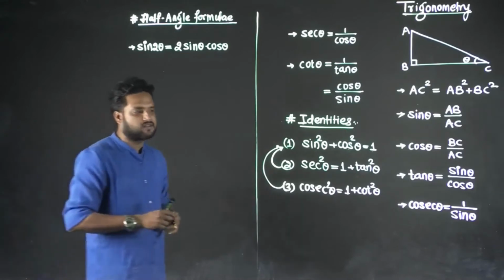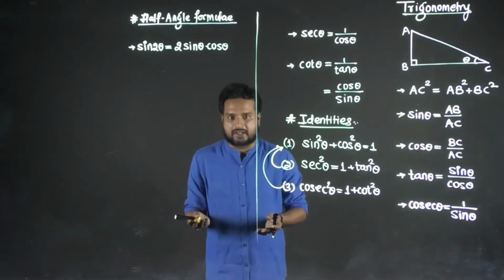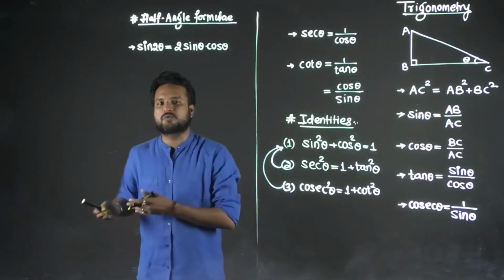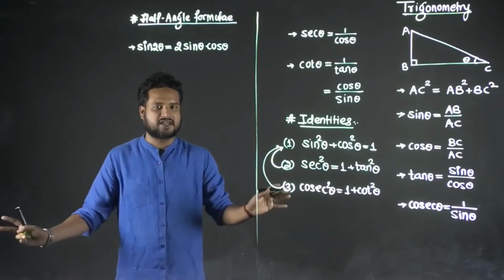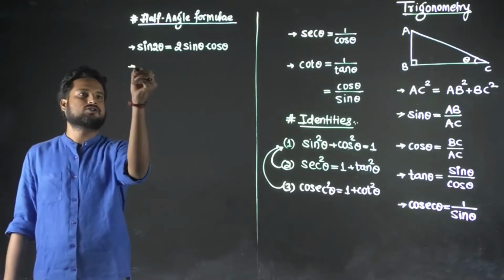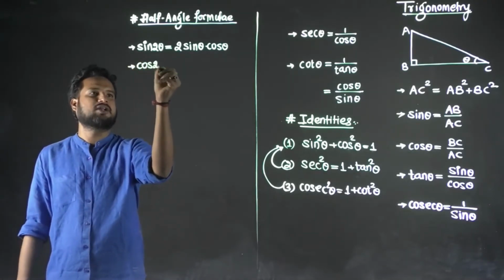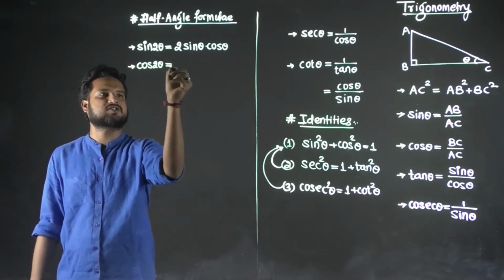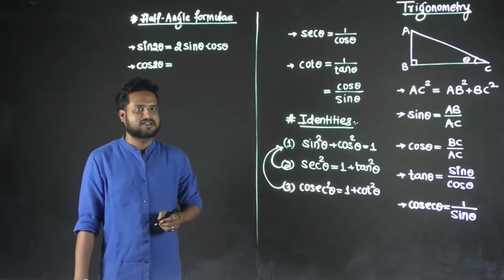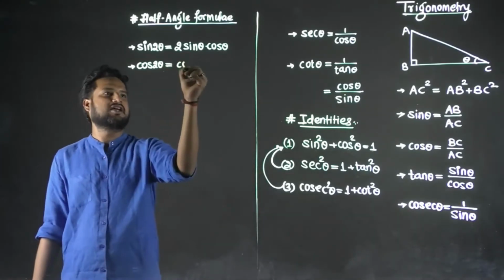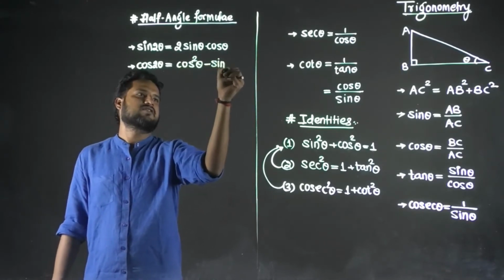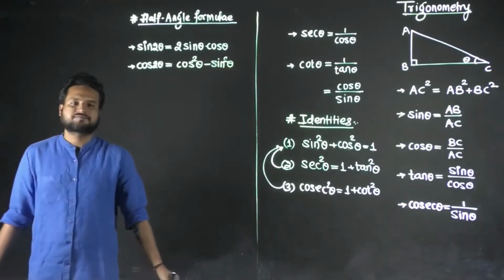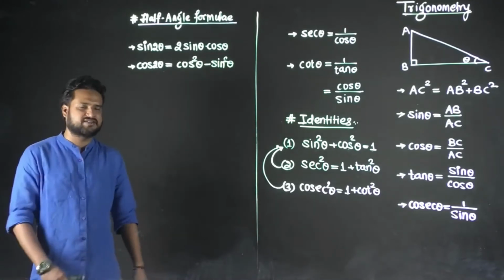So if somebody asks, what is the value of sine 100 theta? 100 theta, half is what? 50 theta. So I can write it as 2 sine 50 theta cos 50 theta. As simple as that. What about cos? If I have a formula for sine, then it's an injustice if I don't do it for cos. So that's it. The cos 2 theta formula is cos square theta minus sine square theta. Alright, cos square minus sine square.